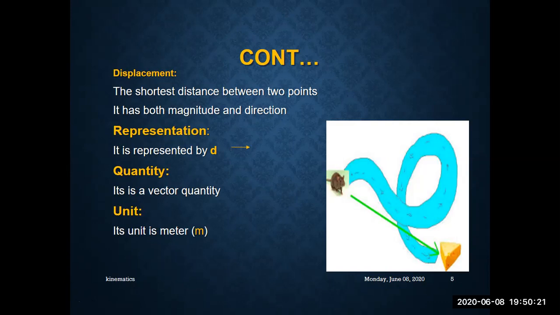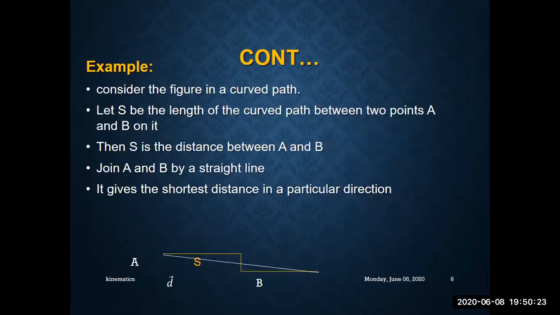So this was displacement. Now, what are the examples? Consider the figure in a curved path, this one, and let S be the length of the curved path between A and B. This S is basically this one, moving along this and reaching up to B. This S is basically distance.